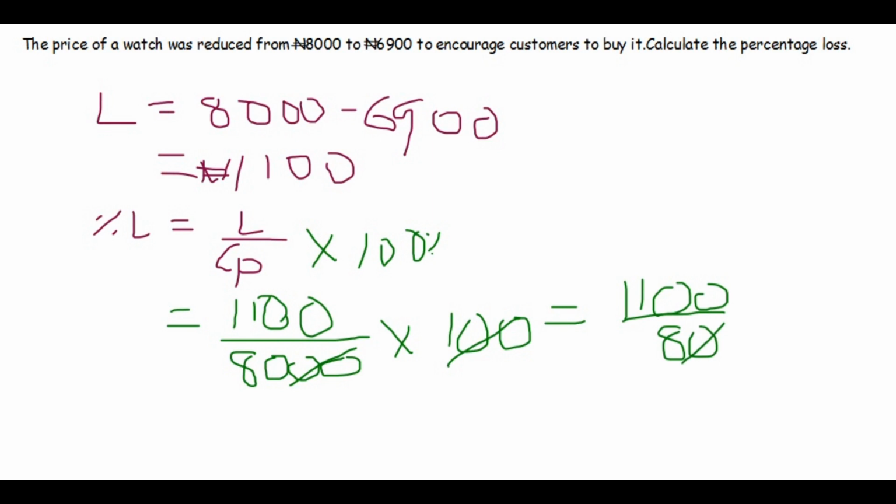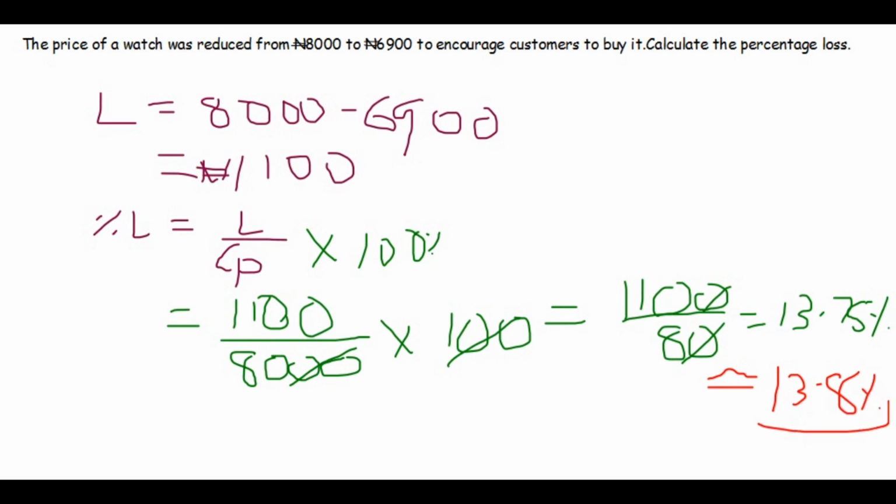This can cancel out this, and 110 divided by 8 will give you 13.75%. And if you approximate this value, you're going to have 13.8%. This is the answer.